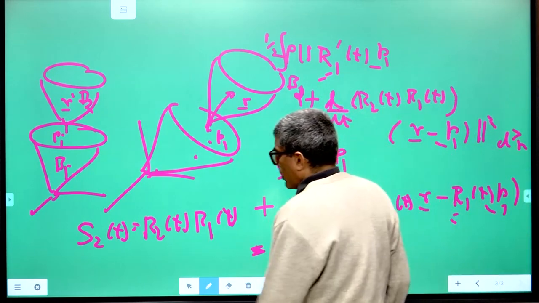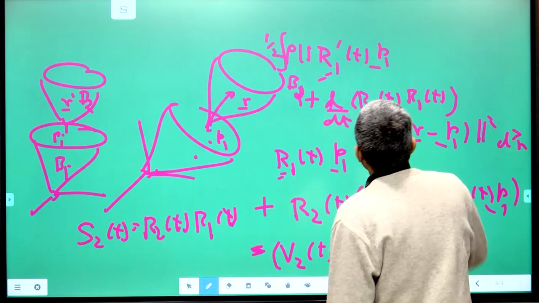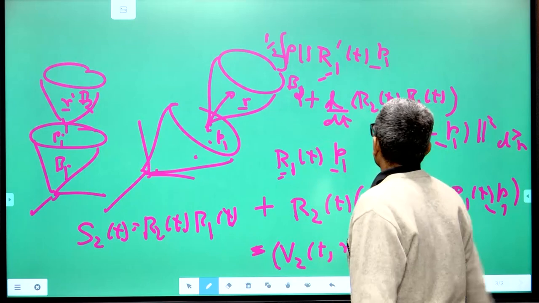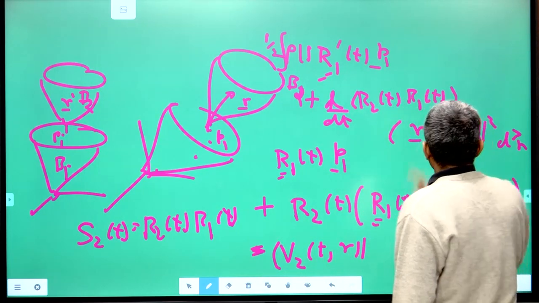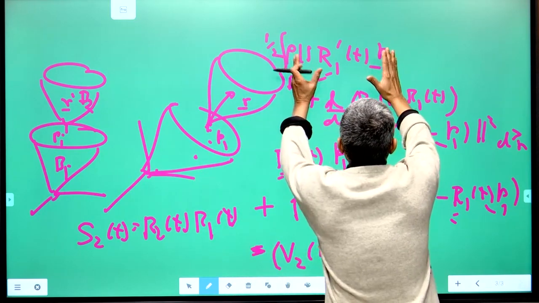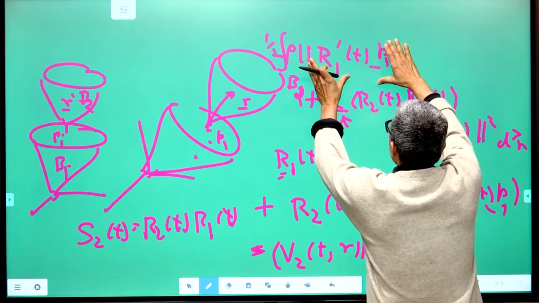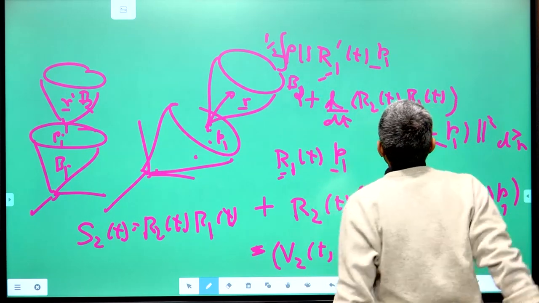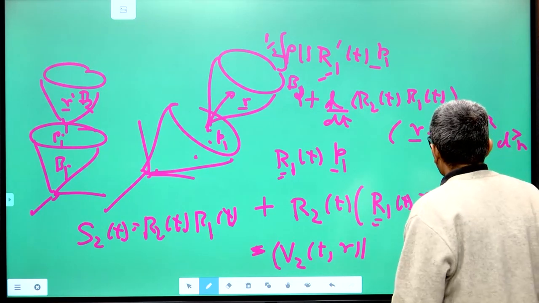So, it will be a quadratic form in S2 dash(t), the derivative of S2(t). It will also be a quadratic form in the derivative of R1(t). And S2(t), you see, if you write down the norm square of this, it is the norm of the first vector square plus the norm of the second vector square plus twice the inner product between the first vector and the second vector. And then you are integrating it out over the whole volume.